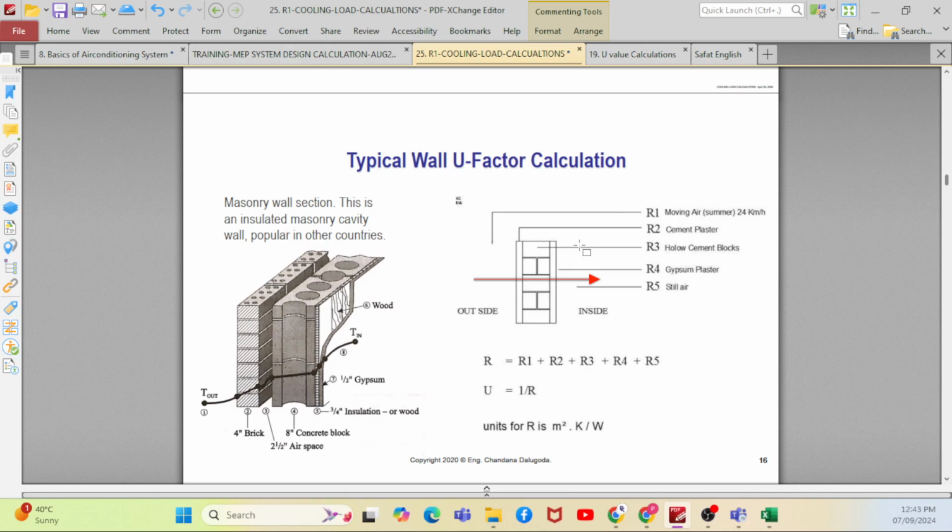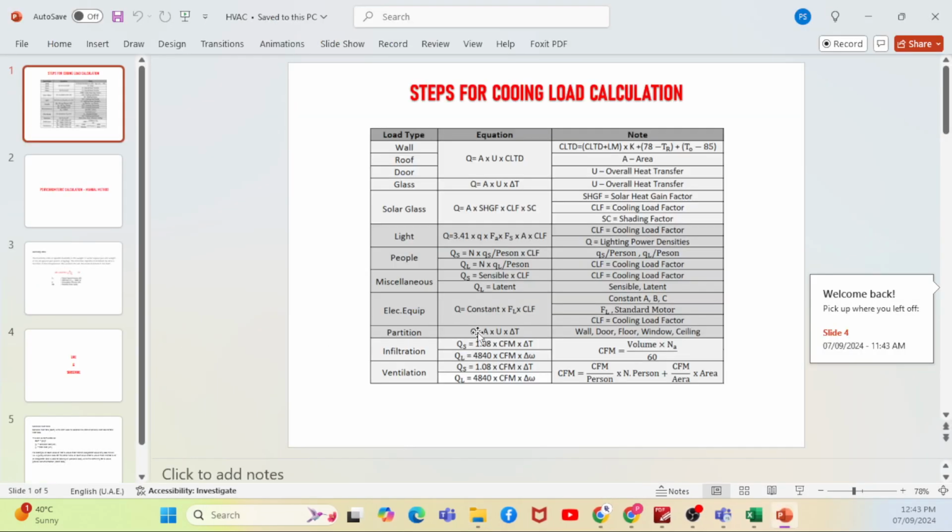Basically we are going to calculate each and every heat, right? If I open one of the equations, you can see the steps for cooling load calculation. You are going to calculate the heat for each and every space: wall, roof, door, glass, solar glass, lighting, people, miscellaneous, electric equipment, partition, infiltration, ventilation. All these values have both sensible and latent heat, you know, right? When you add the total sensible and the total latent, the summation of sensible plus latent will be the total heat. Depending upon that heat you are going to select the machine.